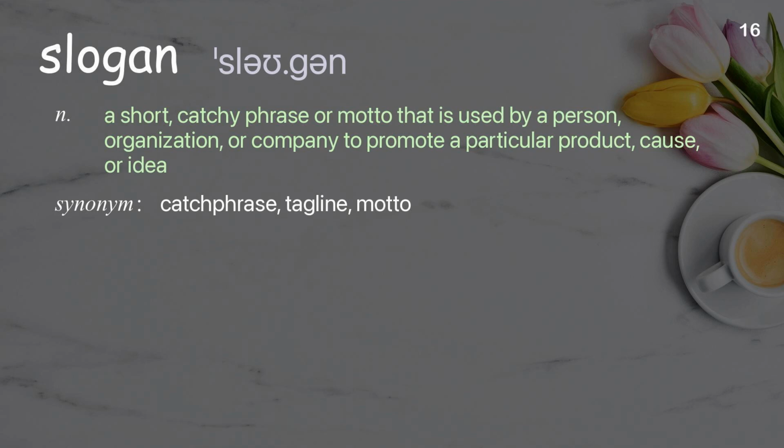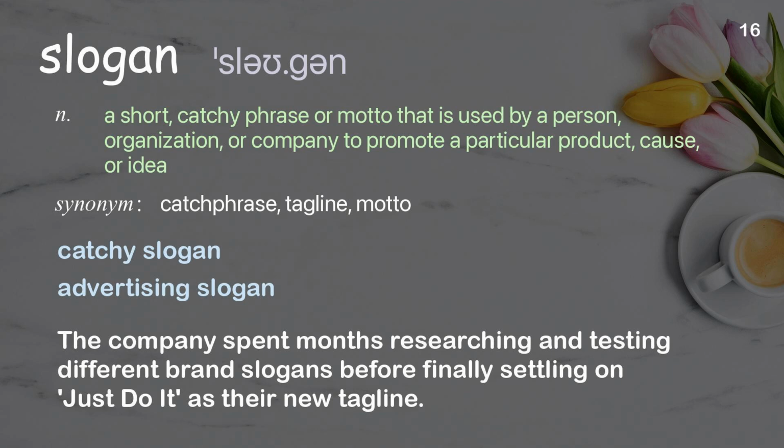Slogan. A short, catchy phrase or motto that is used by a person, organization, or company to promote a particular product, cause, or idea. Examples: Catchy slogan. Advertising slogan. The company spent months researching and testing different brand slogans before finally settling on "Just Do It" as their new tagline.